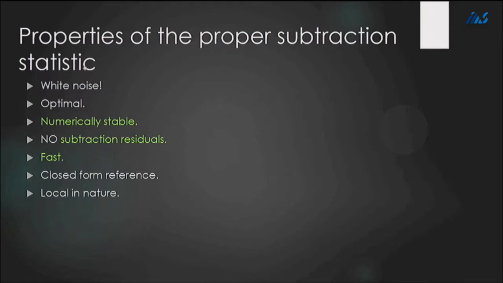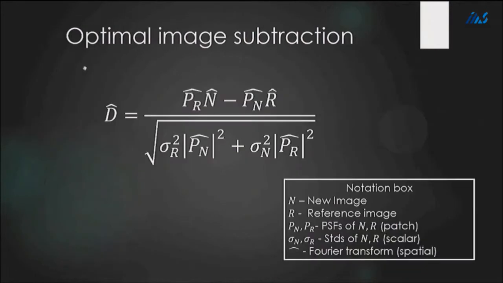We can prove the noise. Actually, we constructed it to have white noise. We can prove mathematically it's optimal. I gave you only the intuition that it's white. It has white noise. It's numerically stable, so if I show you the solution again, okay, I'll show you the solution again.